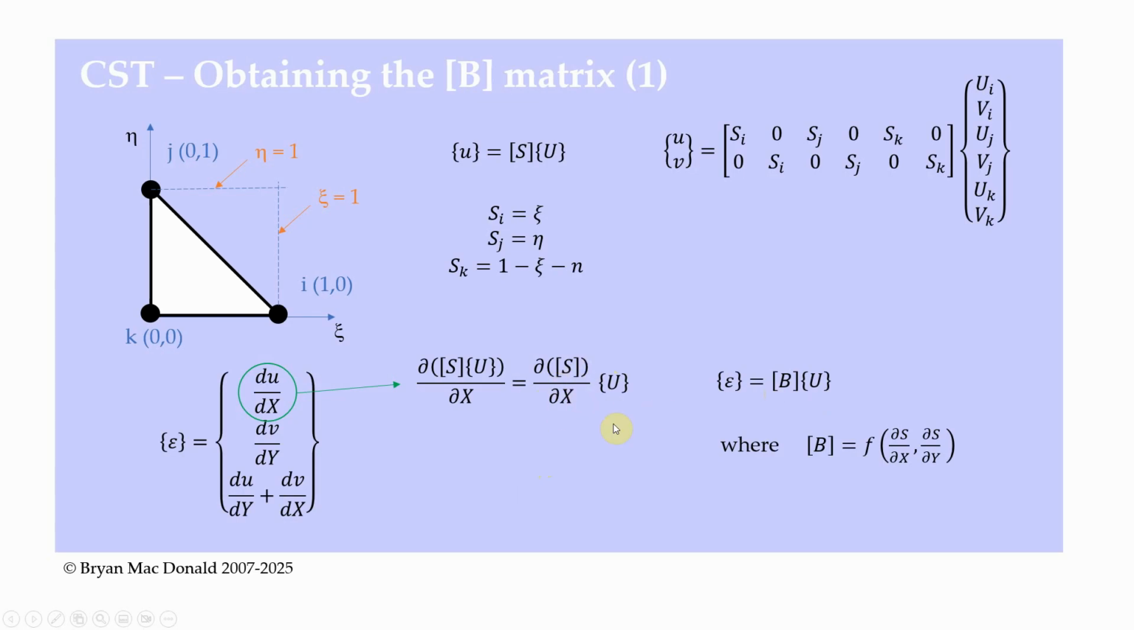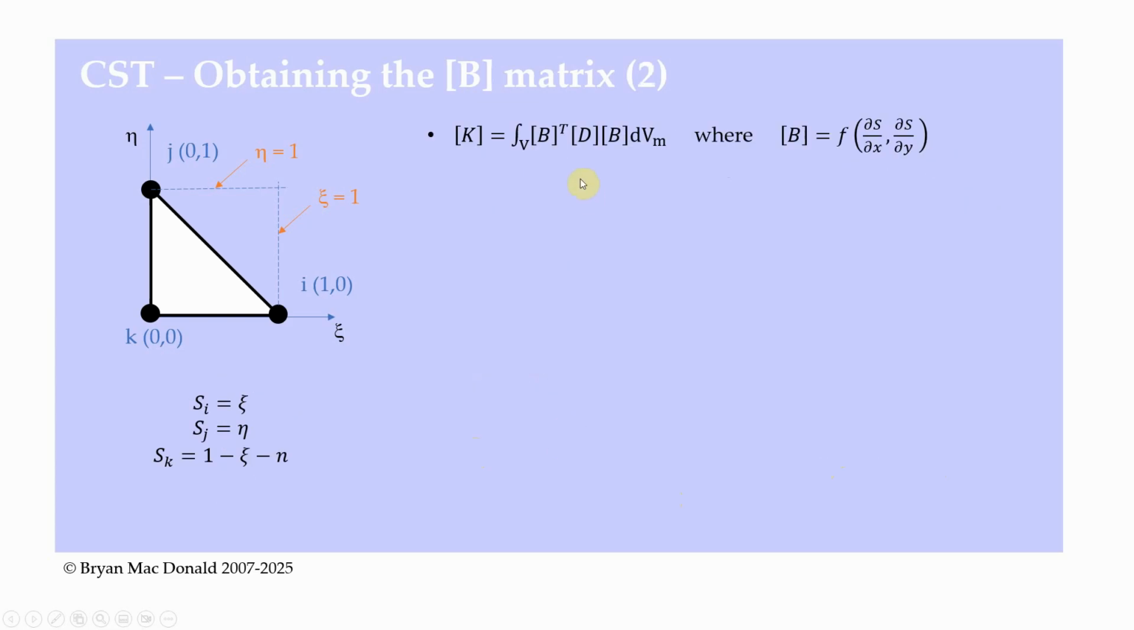Now we've only done this for one line, only for the du/dx. That same thing would happen to your dv/dx and also the bottom line as well. So a general way of writing this is that the B matrix is going to be a function of dS/dx and dS/dy. So it's going to be a function of the shape functions differentiated with respect to the x and y directions. So we need to delve more into this and try and figure this out.